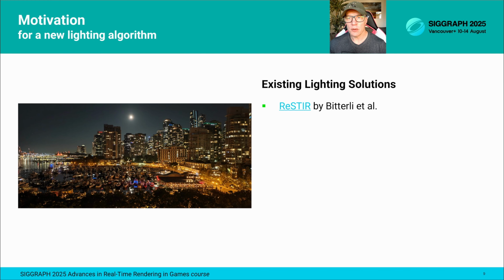We had also looked at Rister by Pitoli et al. for a stochastic lighting solution. The benefit of stochastic lighting is the fixed cost regardless of the scene lighting complexity, at the expense of some added noise. You can have many lights influencing a single pixel without blowing the lighting budget, like in this night shot I just took here in Vancouver.